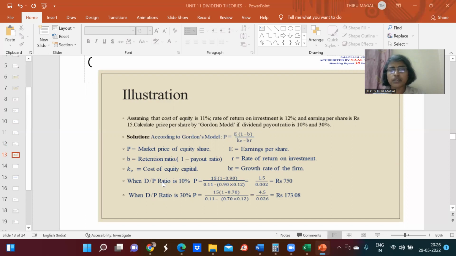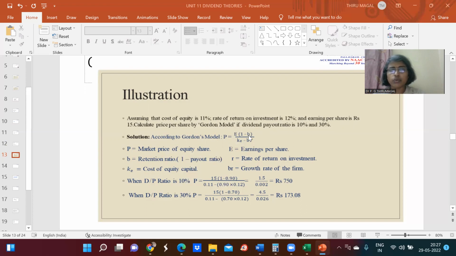Now, when the dividend payout ratio is 10%, what is the share price? That is what we are going to find out. When the dividend payout ratio is 10%, what that means is the retention ratio will be 90%. Because to calculate the Gordon model, we require the retention ratio. We are not supposed to use the payout ratio. We have to use this B, that is retention ratio. Now, retention ratio is 1 minus payout ratio. Here the payout ratio is 10%, which means 0.10. So 1 minus 0.10 is 0.90, that is 90% retention. Now all these values will be applied in this formula.